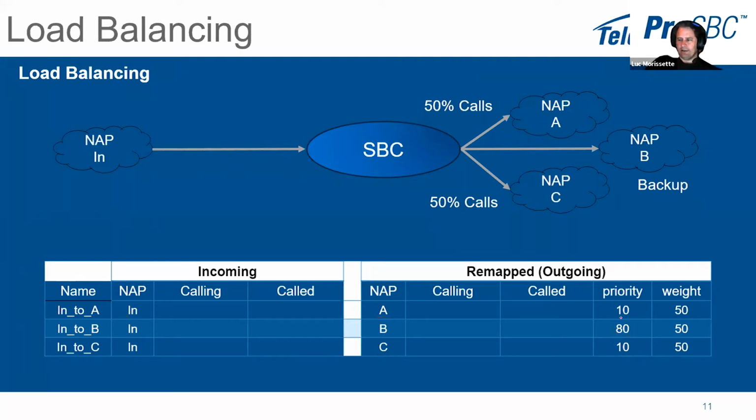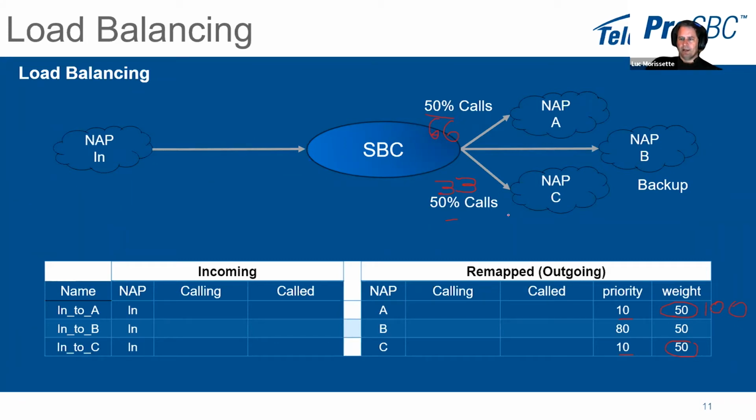Then since those two have the same priority, which one will it choose first? Well, you can decide with the weight value to balance how your calls will be distributed between the two network access points. So this is load sharing. If you put the same value here and here, you will have 50% of the calls on both. But for example, if you put 100 here and you keep 50 here, then you will have twice as many calls here than here. So you will have 66% of the calls going here and 33% of the calls going here.